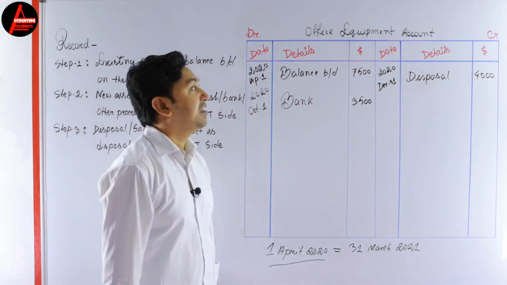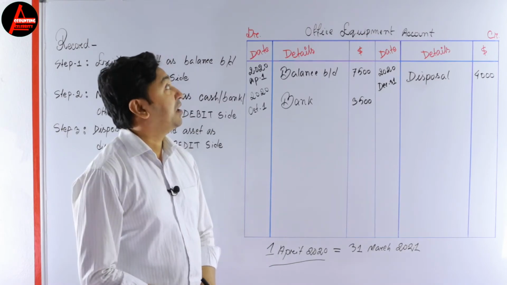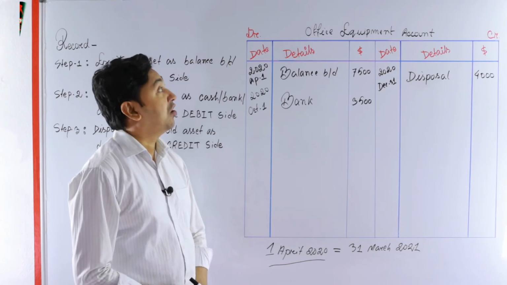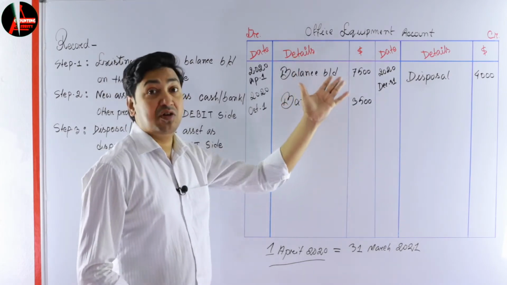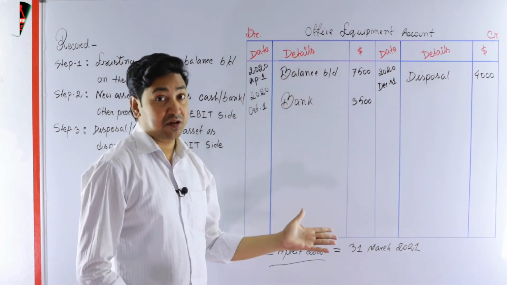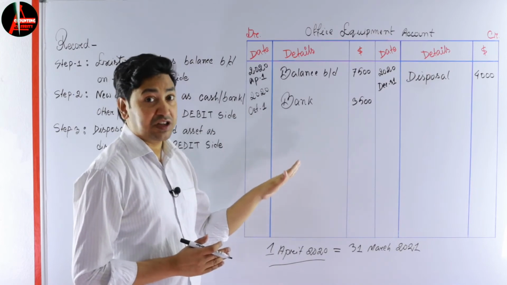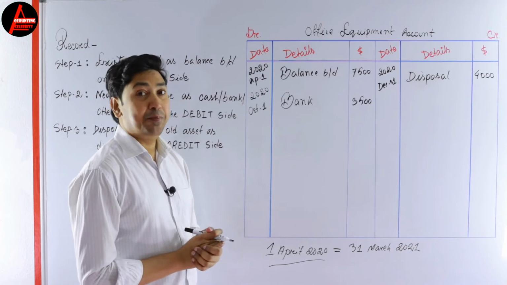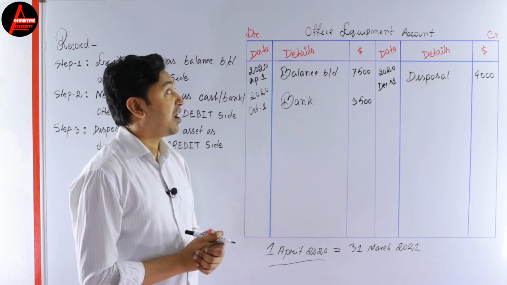So these are the three items that always come in the office equipment account or asset account, whatever you call it. So if you know office equipment, you can do all other non-current asset accounts. So we recorded all the transactions related to the office equipment. Now we will balance it. Okay. So the question is how to balance it.